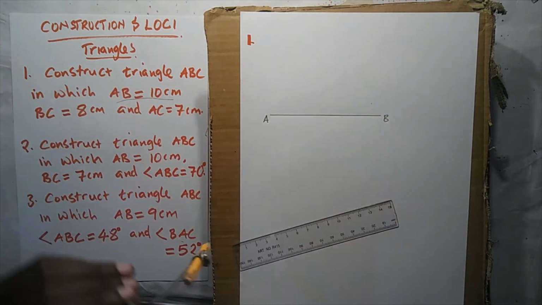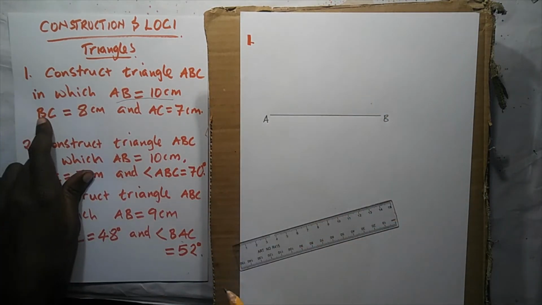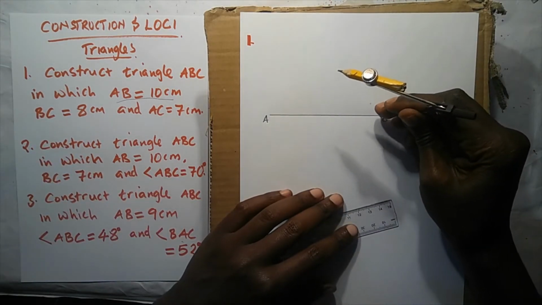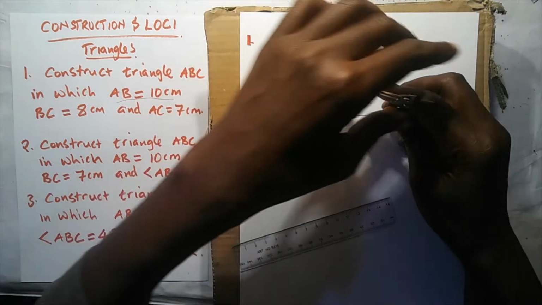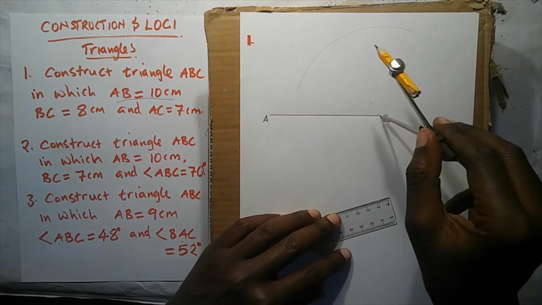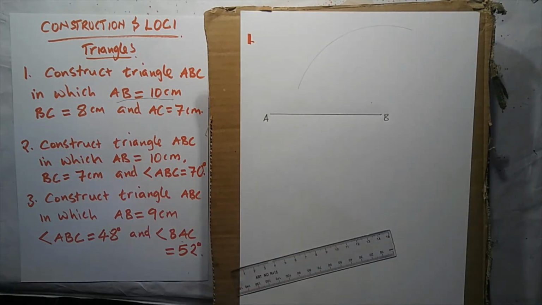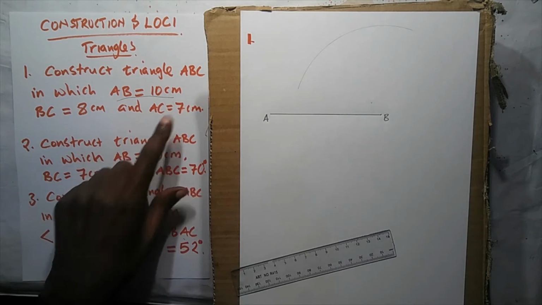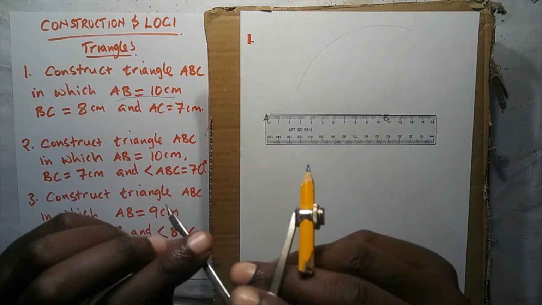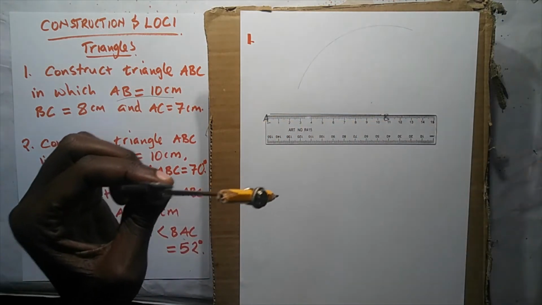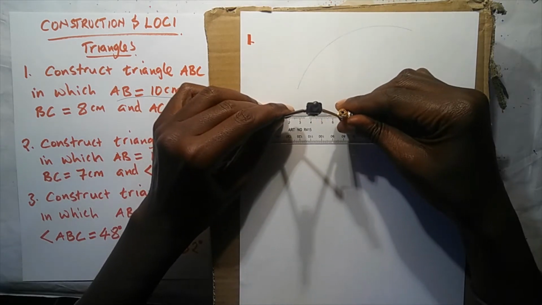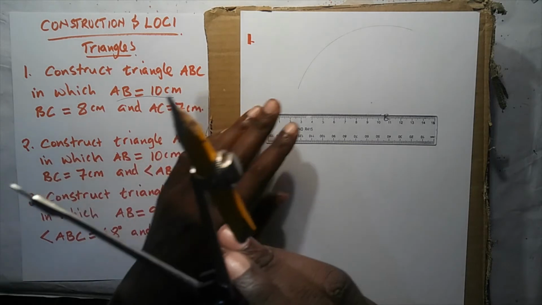And so, since the question says we draw BC, I'll go to B here. Depending on where I want my triangle to face, since I want it to face this side, I'll strike an arc like that. So that is 8 centimeters. And then the other one is 7 centimeters. So I'll go back to my ruler. I'll stick my pointer at 0 and open this other part to 7. So this is a radius of 7 here.